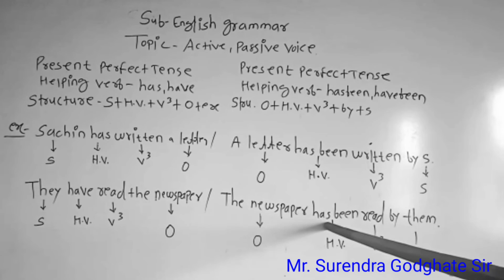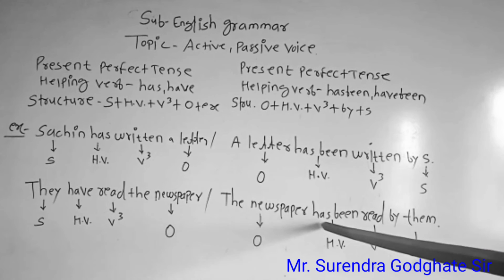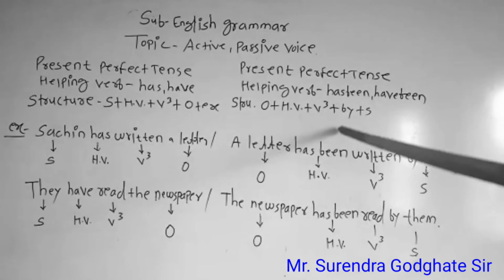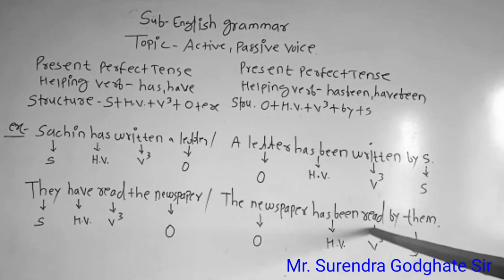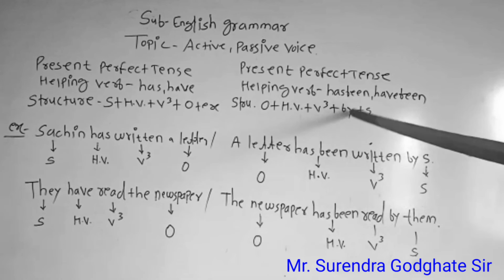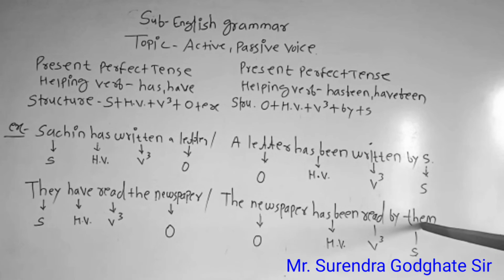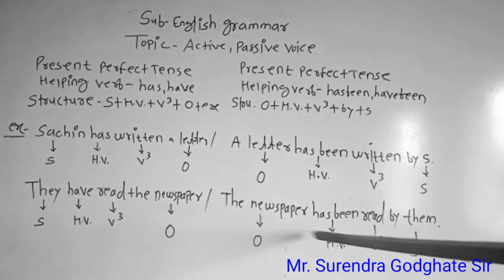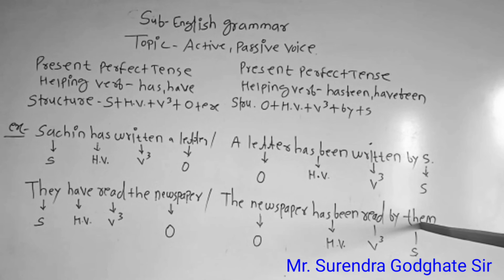Object, then helping verb has been. Newspaper is singular, therefore we have applied has been. Then v3 read, according to structure, then by according to structure, and last the subject, them. It means they will convert into them while converting from active to passive.